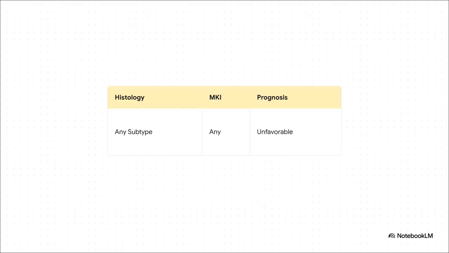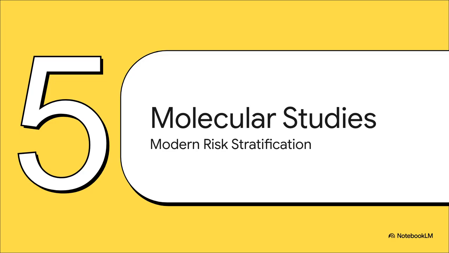Now check out the complete contrast for an older child, say 5 years or older. For them, it doesn't matter. It doesn't matter what the subtype is. It doesn't matter what the MKI is. Any neuroblastoma in this age group is automatically, straight up, classified as unfavorable. This just hammers home how incredibly important the patient's age is in all of this. And that leads us perfectly into our final section.